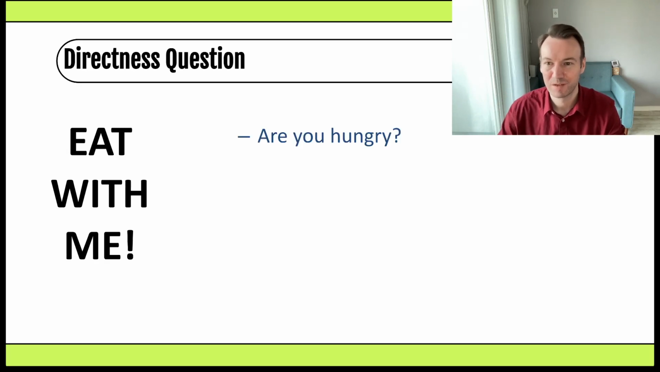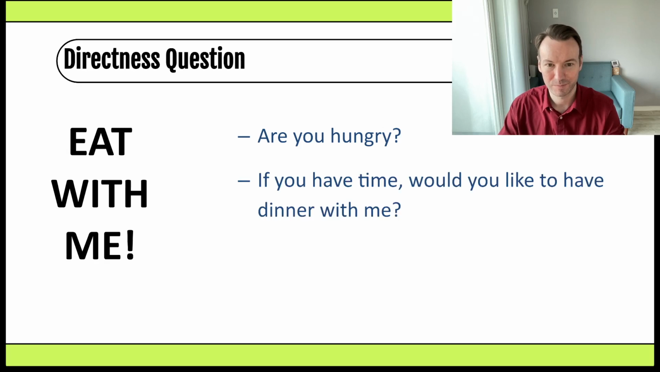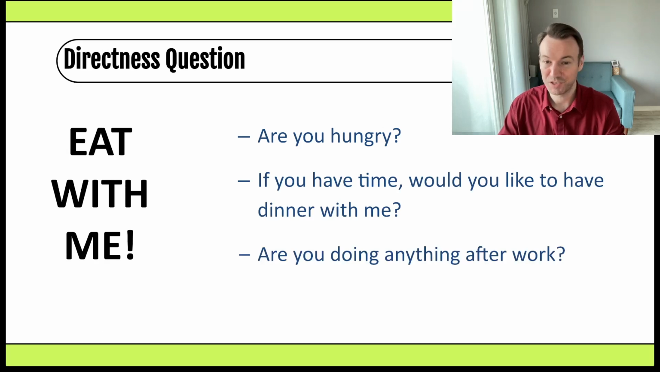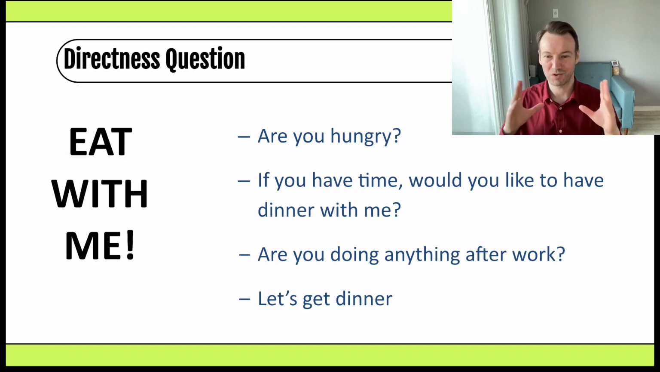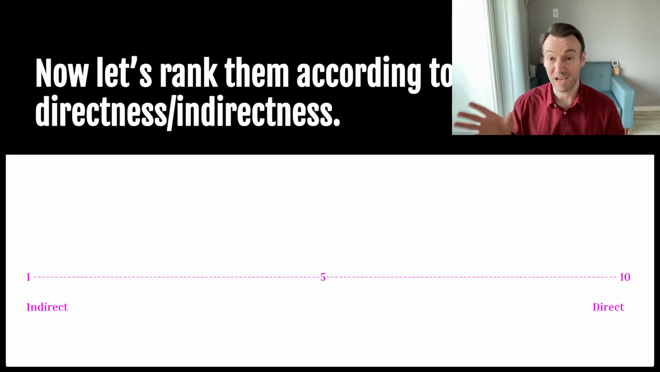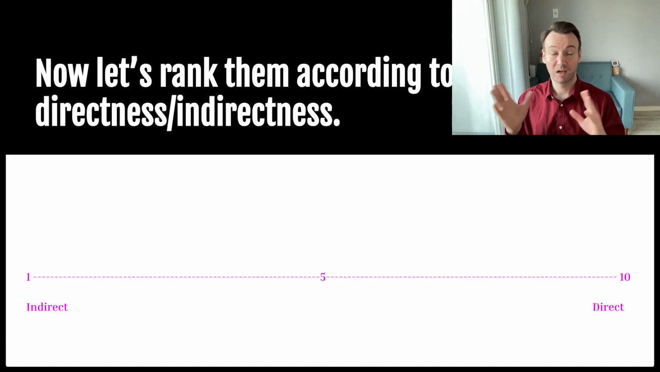So we have, are you hungry? If you have time, would you like to have dinner with me? Are you doing anything after work? And let's get dinner. Okay, so those specific examples, think about on a scale of 1 to 10, how direct is each of them?